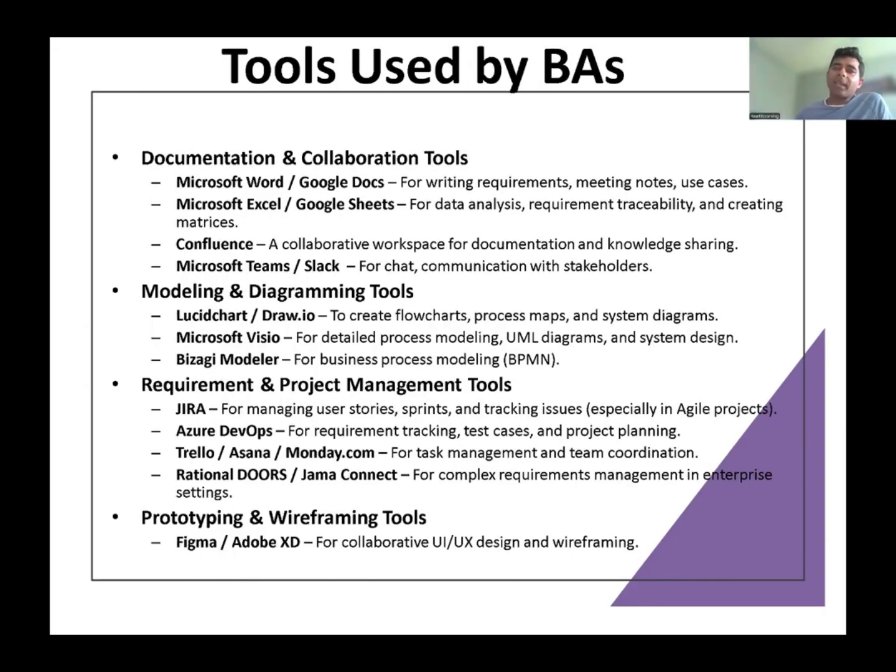Tools used by the BA, documentation and collaboration tools. So you might be using Microsoft Word, Google Docs for writing requirements, meeting notes, use cases. You might be using Microsoft Excel, Google Sheets for data analysis, requirement traceability, and creating matrices. As I said before, if you are gathering requirements and if you want to document them, Confluence is very highly used in most of the organizations.